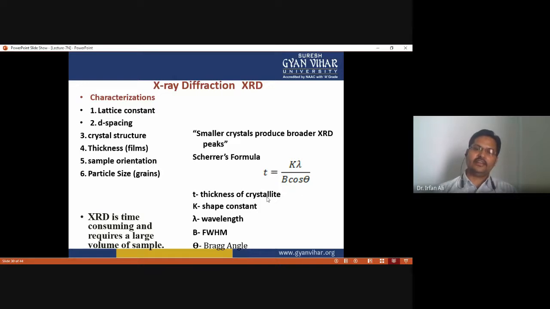T equal to K lambda upon B cos theta, where T is the thickness of the crystalline structure, K is a shape constant, lambda is the wavelength, B is the FWHM, and theta is Bragg's angle.